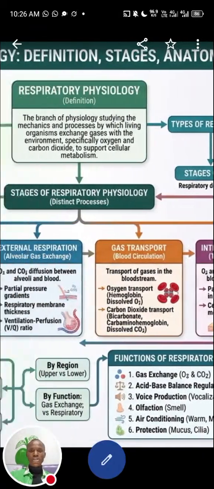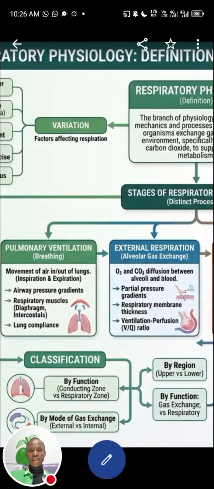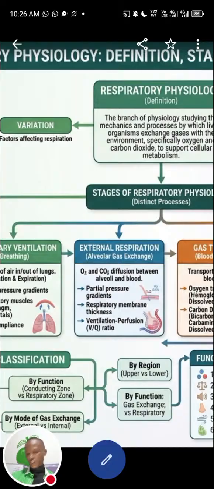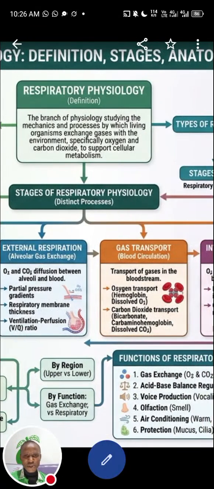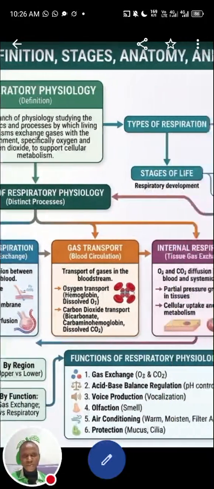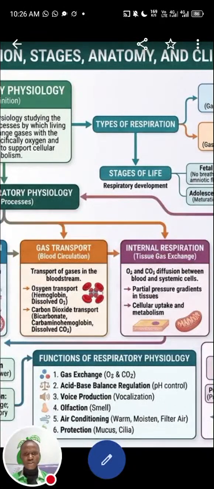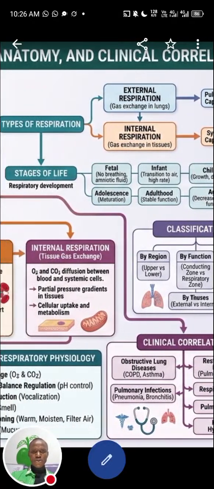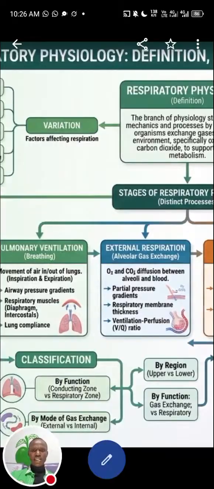Then the next thing we want to look at is the stages of respiration itself. You can see we have pulmonary ventilation. Let's check it so we don't make some mistake. Stages of respiration. We have ventilation, beautiful. Transport, exchange, and passive. Okay, it's not really itemized here, so don't really bother yourself, but if you can write it down, you write it down.